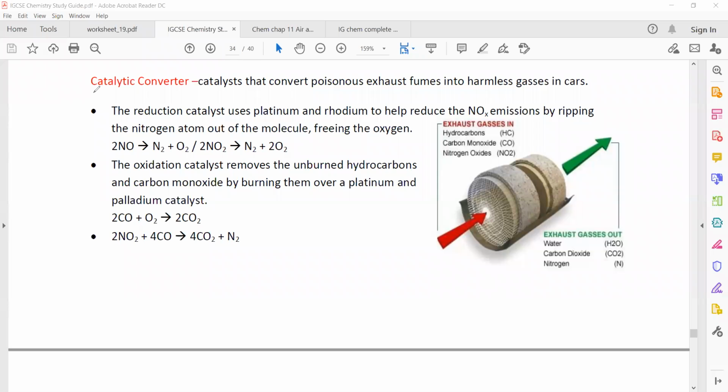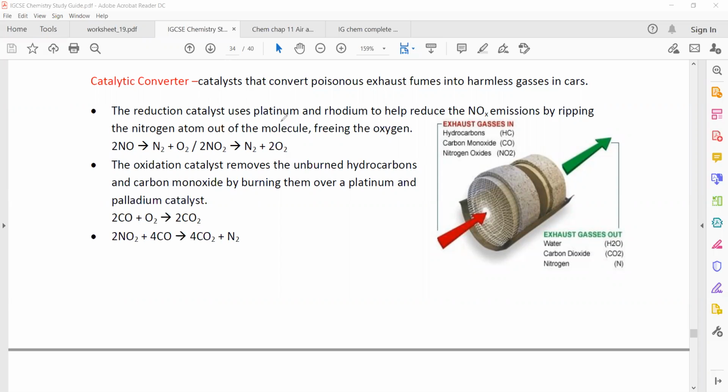So, the catalytic converter. The catalytic converter is used to convert the poisonous exhaust fumes into harmless gases in cars. So how does it work?